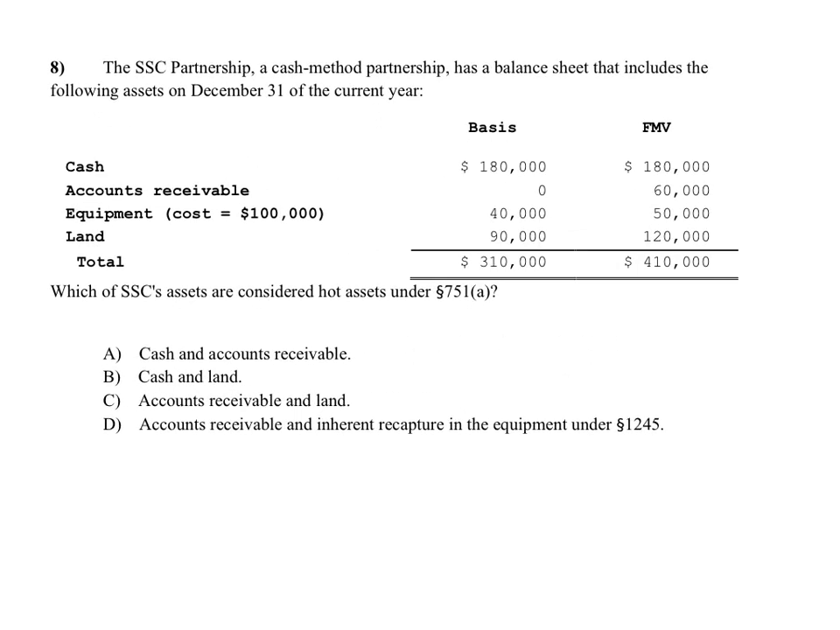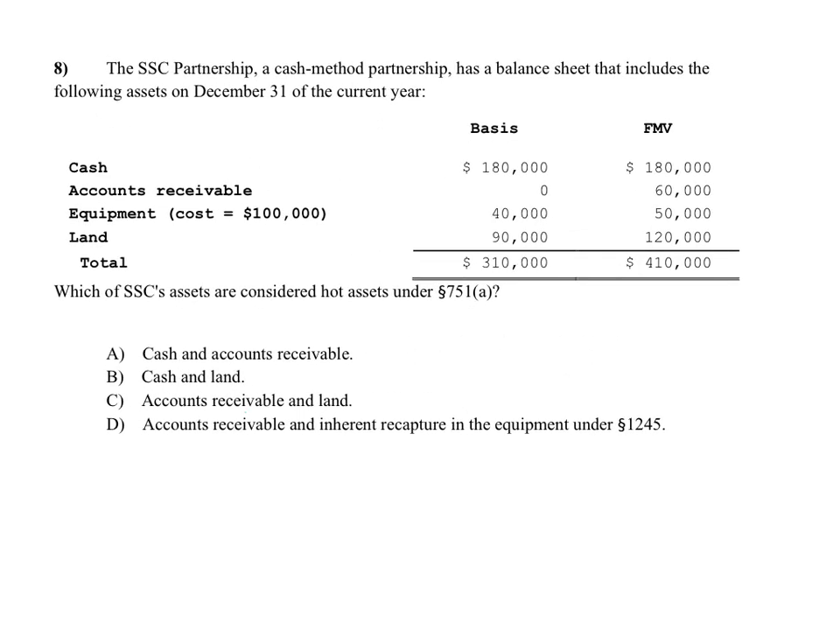All right. And now we have 2 left. We have number 8 and then number 9. All right? So here we go with number 8. So we've got this partnership, and they're a cash method partnership, and we've got their balance sheet. Okay? And so now we're just trying to find their hot assets. And we've talked about hot assets already. Okay? And this is section 751(a). So what is that? That's just a portion of the Internal Revenue Code that defines hot assets. Okay? So what are their hot assets?